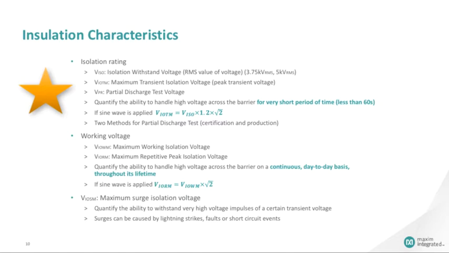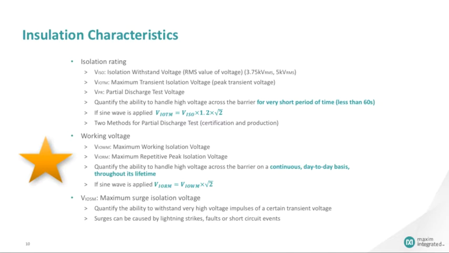VIOTM is defined as the peak transient voltage that the isolator can handle without breaking down. In production, VISO is tested by stressing every device by applying 1.2 times VISO for 1 second. For sinusoidal stress, VIOTM and VISO are equivalent. The working voltage rating of an insulator is the continuous voltage that could be placed across the insulator without failure.